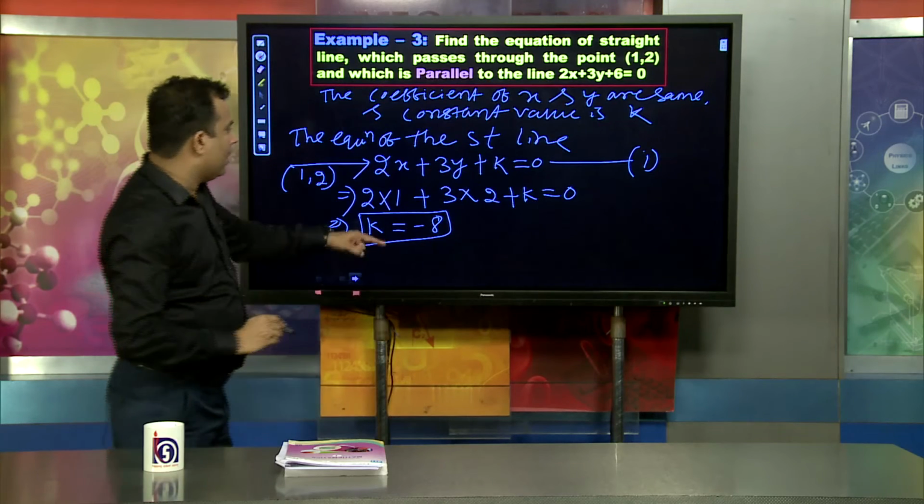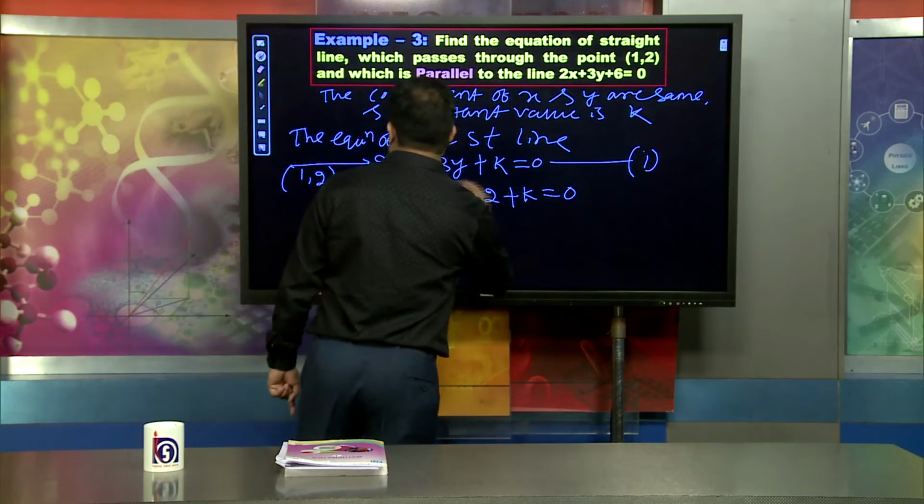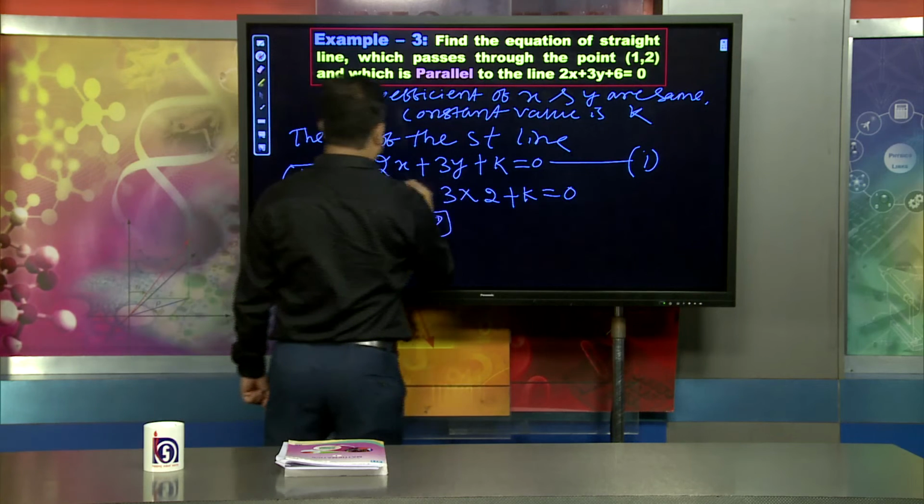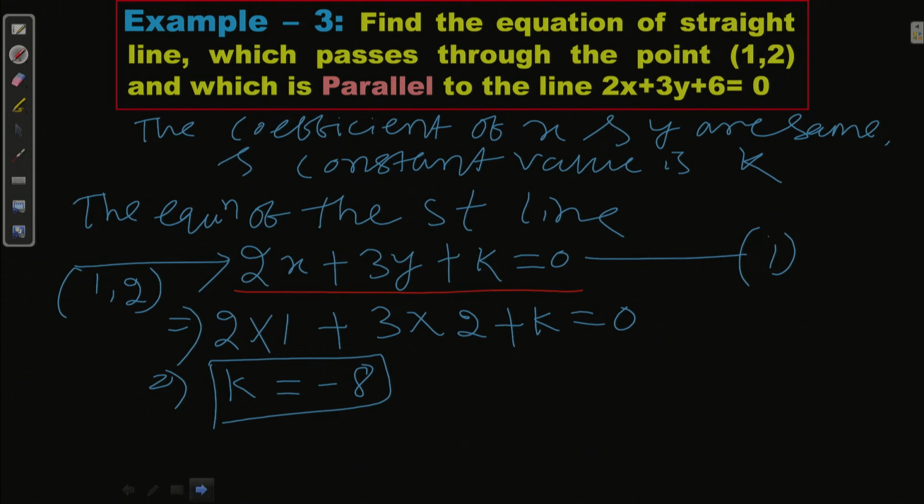Okay. Now what will be the required equation of the straight line? Here the value of k will be put, the value of k is minus 8. So from equation 1 I can write 2x plus 3y minus 8 equal to 0.